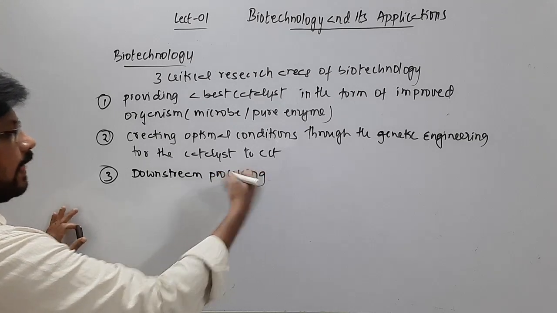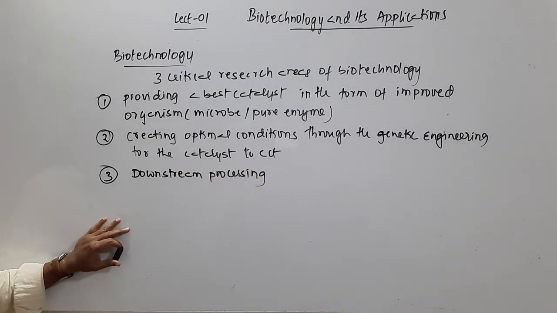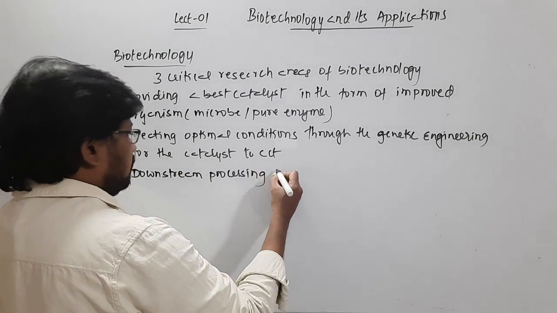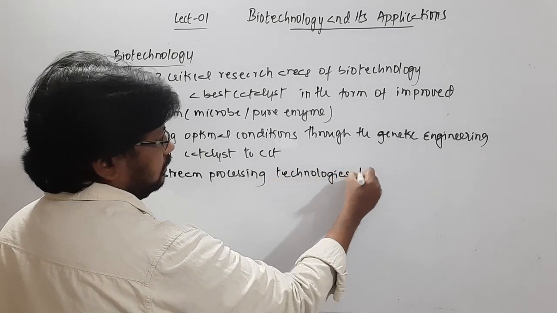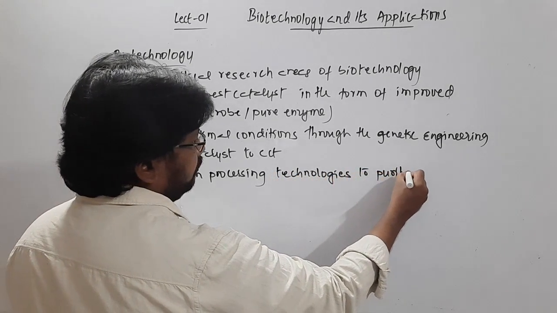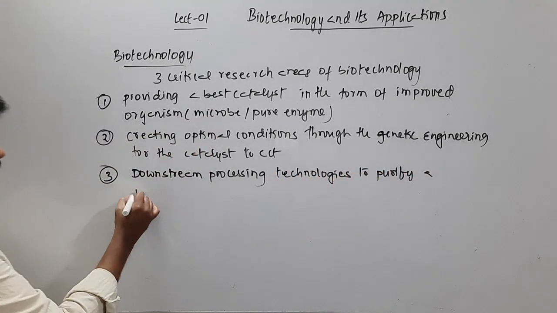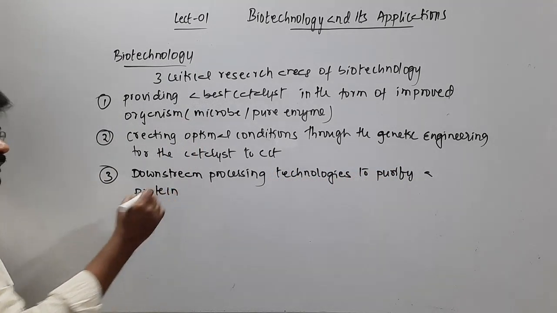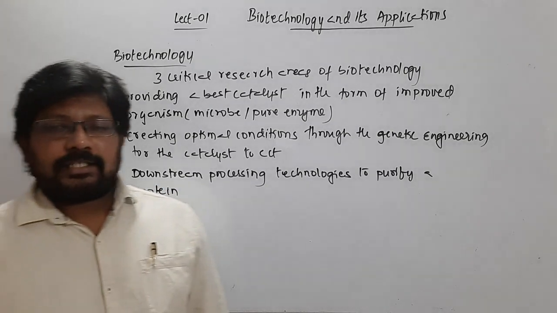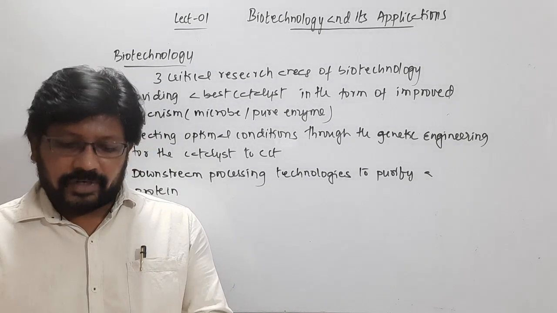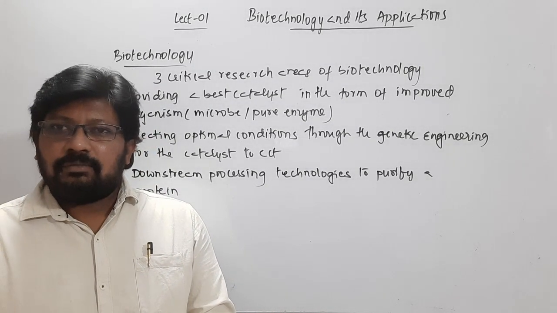Then the third critical research area is downstream processing. So downstream processing technologies to purify a protein. What are all the new techniques and methods by which we can collect the product once we have created those genetically modified organisms?